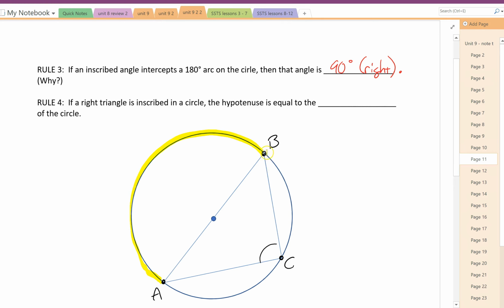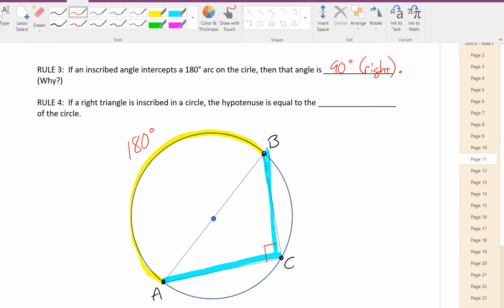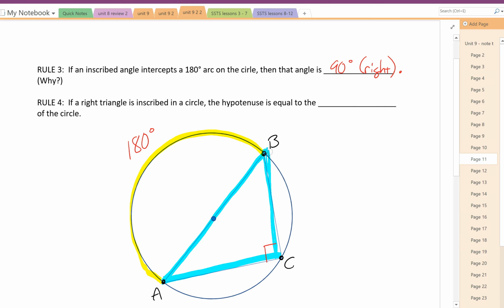So just ignore this line in the middle for right now, right? If I just pretend that I have chord BC and chord AC, I just have these two to start with. I can see that those two chords intercept an arc that goes from A to B. If I know that that arc is 180 degrees, then by the rule that we learned on the last page, this angle right here is half of that intercepted arc. Half of 180 is 90. So in this case, if I know that arc AB is 180 degrees, angle ACB is going to be 90 degrees. What that means is that anytime you have an inscribed angle that intercepts a 180 degree arc, you've sort of created a right triangle inscribed within that circle. So triangle ABC is a right triangle.